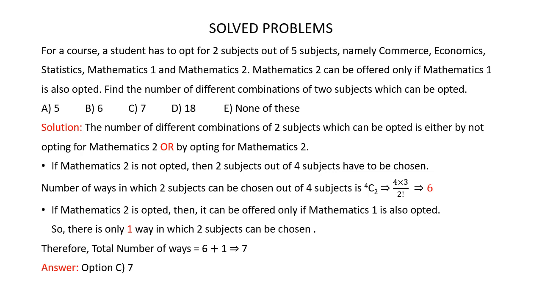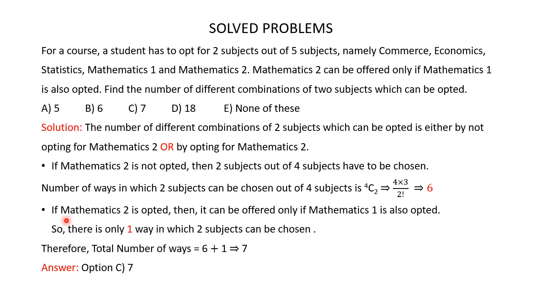Now let's look at the case where the student does not opt for mathematics 2. So if mathematics 2 is not opted, then the student can select 2 subjects out of the remaining 4 subjects: commerce, economics, statistics and mathematics 1. So the number of ways in which 2 subjects can be chosen out of 4 subjects is given by 4C2, which is nothing but 4 multiplied by 3 divided by 2 factorial. On solving this, we get 6.